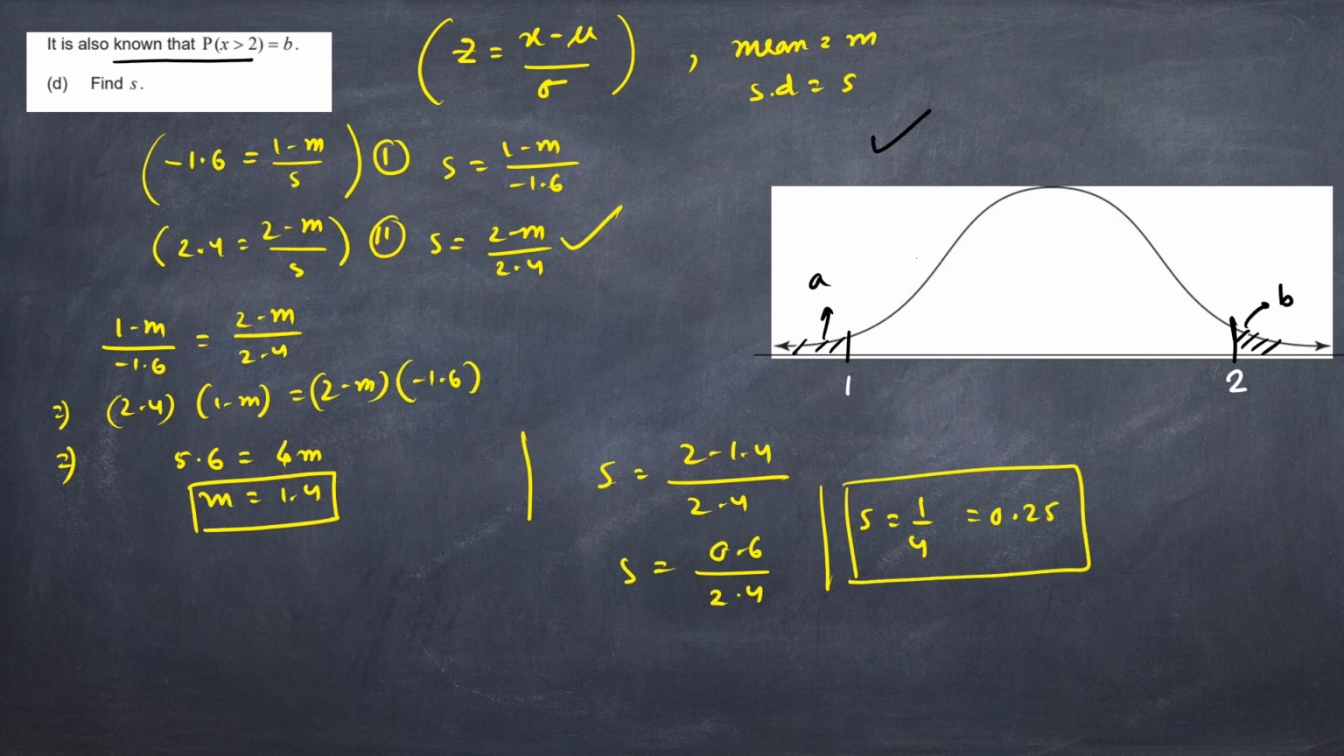So in this way, this problem is done. This was also a very easy problem from the probability normal distribution.